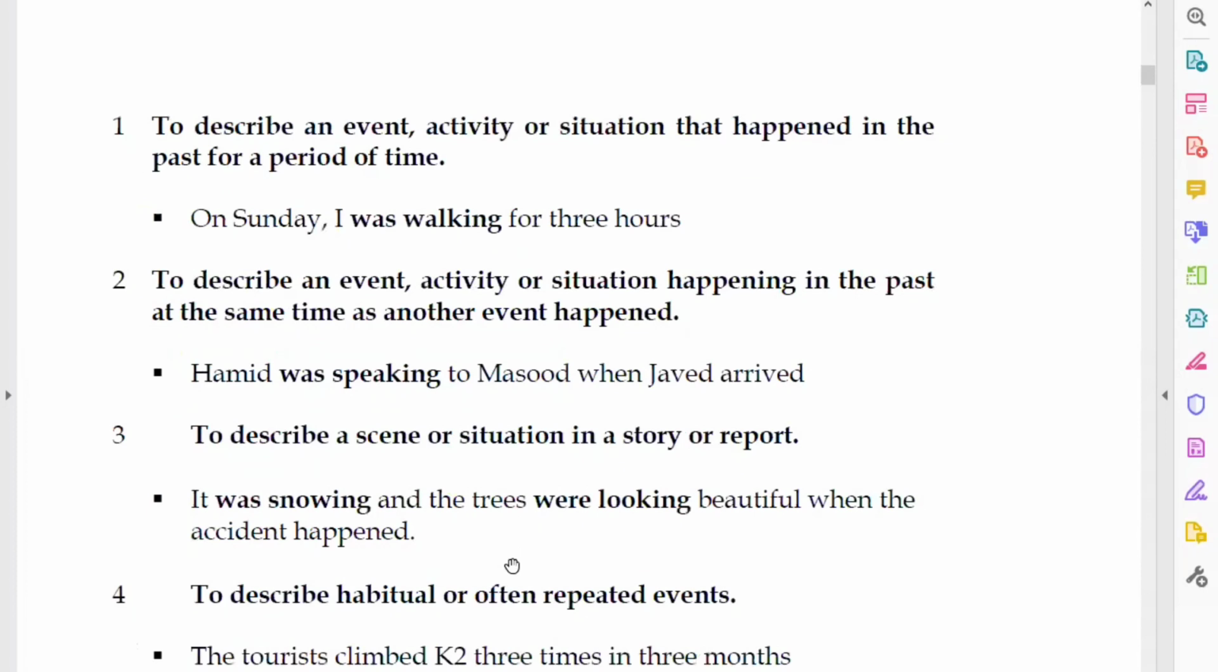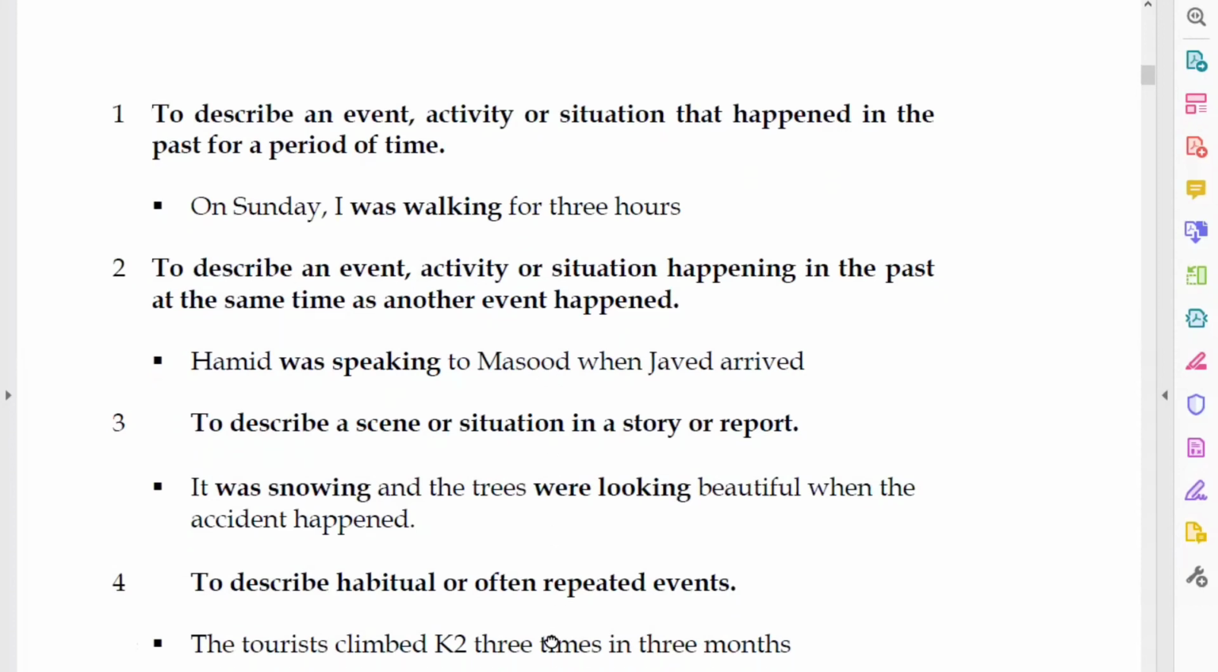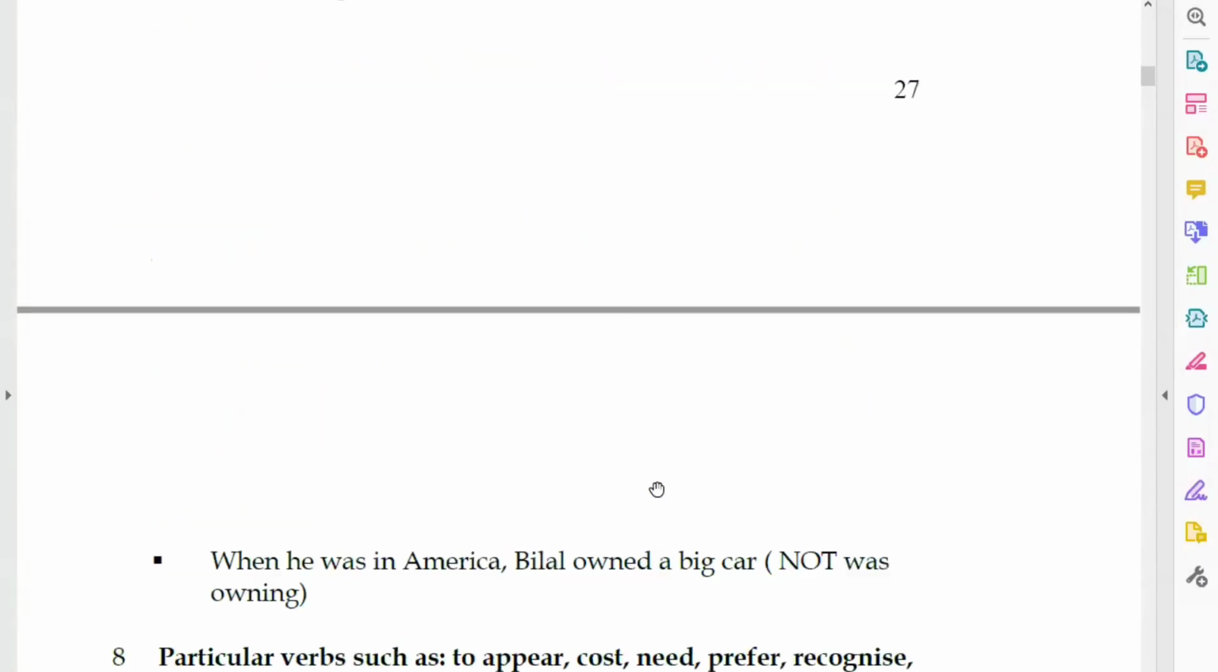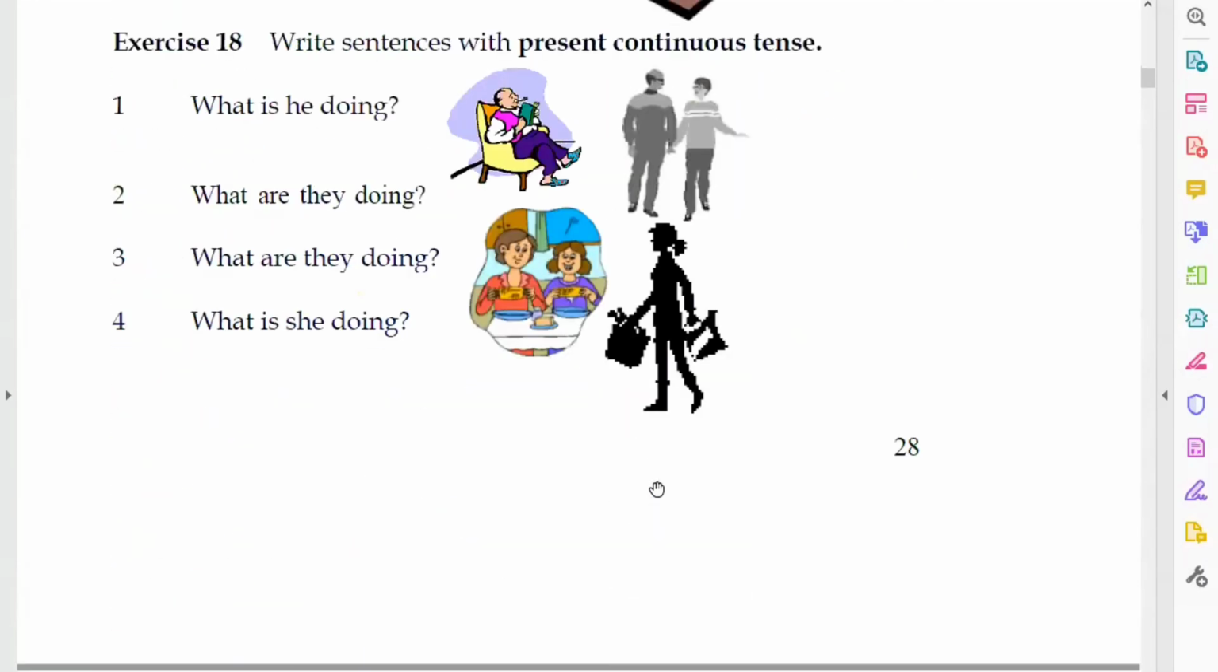Now let's have a look at these as well. To describe an event, activity, or situation that happened in the past for a period of time. On Sunday, I was walking for 3 hours, right? So present continuous tense is also used this way. You can see these examples yourself. They are available on pages 27, 28.